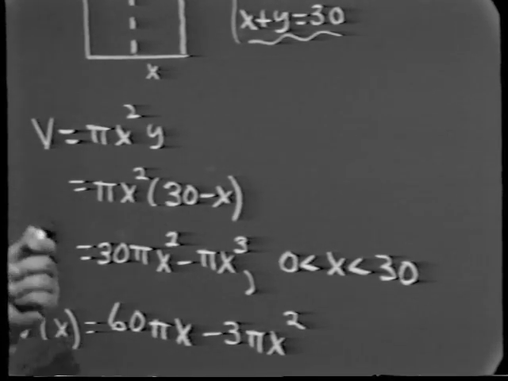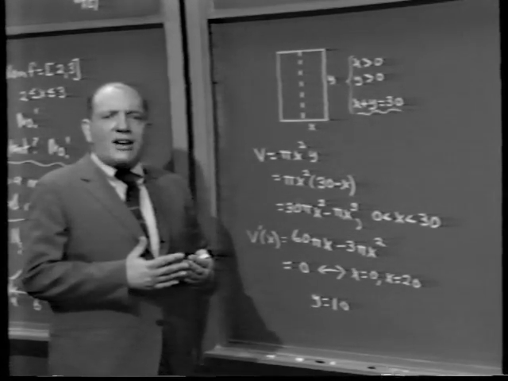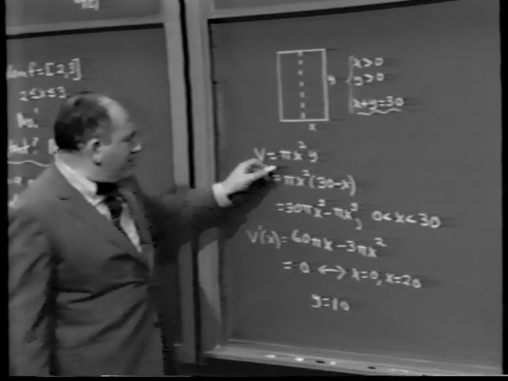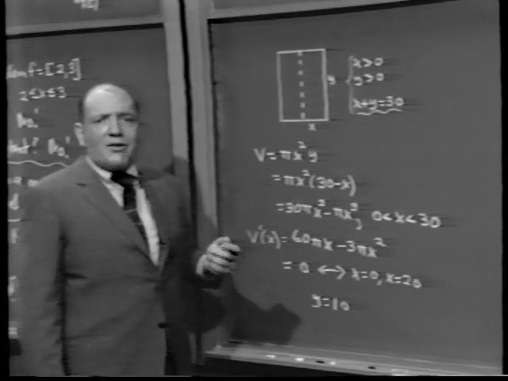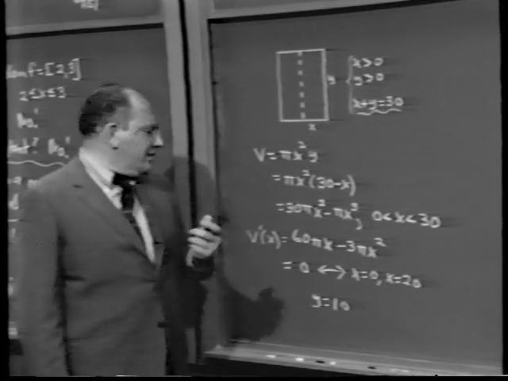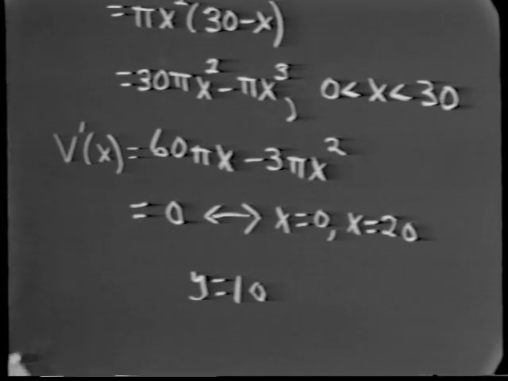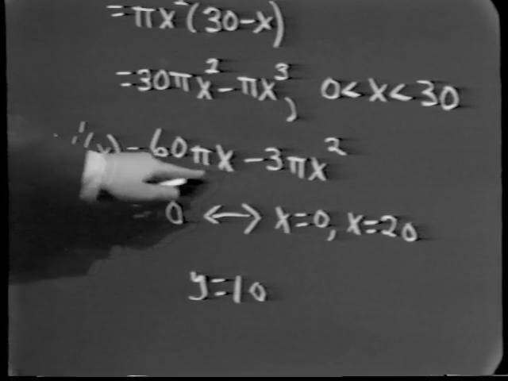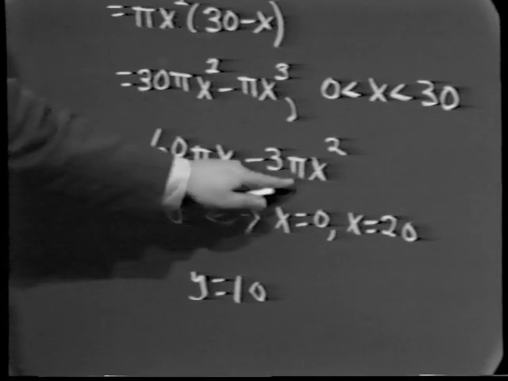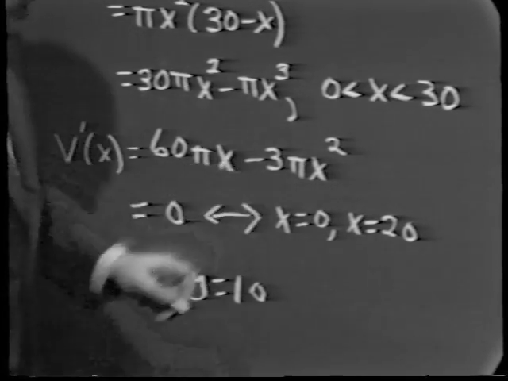Now, how do I proceed? What was my test for membership? I have 3 ways of checking out where high-low points will occur, or max-min points in this case, since notice that this function does not require a graph to understand it. I first check to see whether the derivative is 0. Well, the derivative is simply 60 pi x minus 3 pi x squared. If I set this equal to 0, I find upon factoring that either x must be 0 or x must be 20. I can immediately exclude x equals 0.